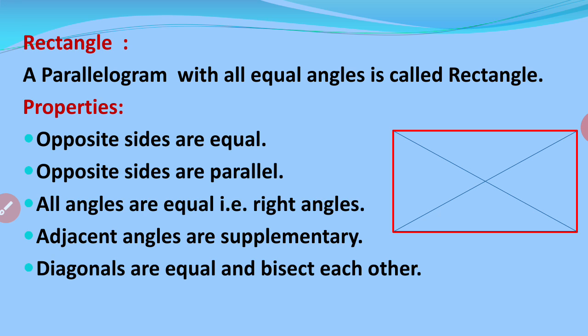Here, the diagonals are equal. This is a special property of rectangle in which both the diagonals are equal in length. Moreover, they bisect each other because rectangle is a parallelogram.